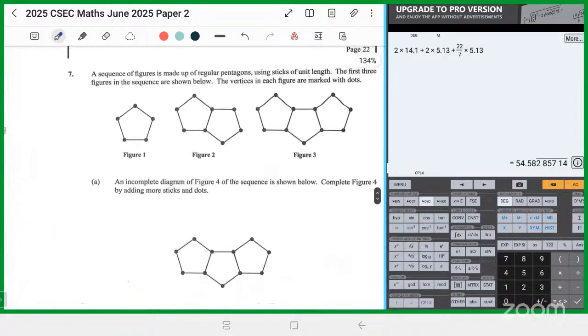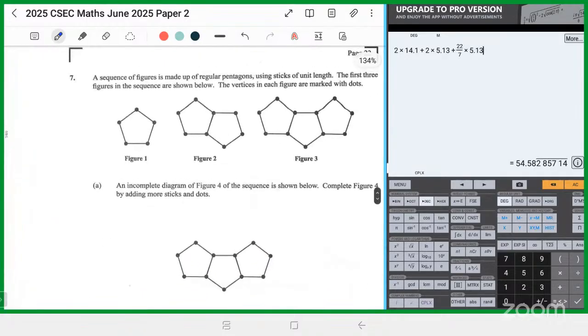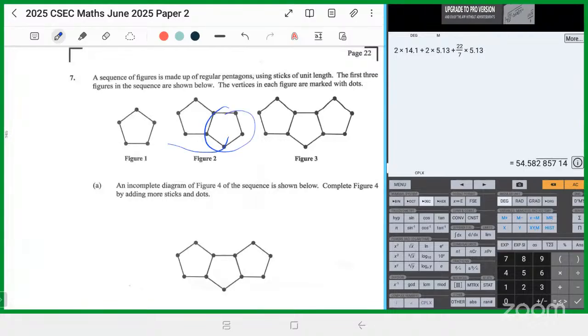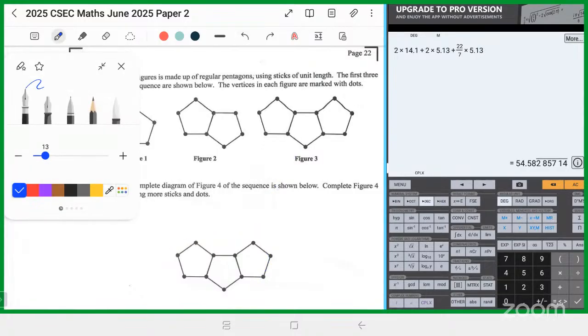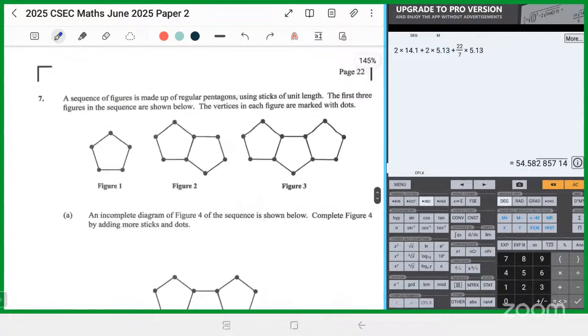Next question, number 7, the sequence question. And you see we add on this piece to that, and then add on this piece to that. Again, we're adding on this piece to this to get the next shape. Let's draw the third shape for us and add it on. Let's put that part in blue.